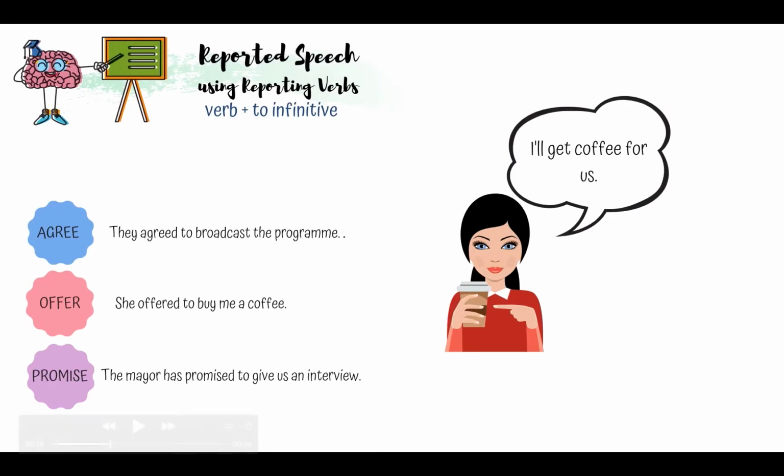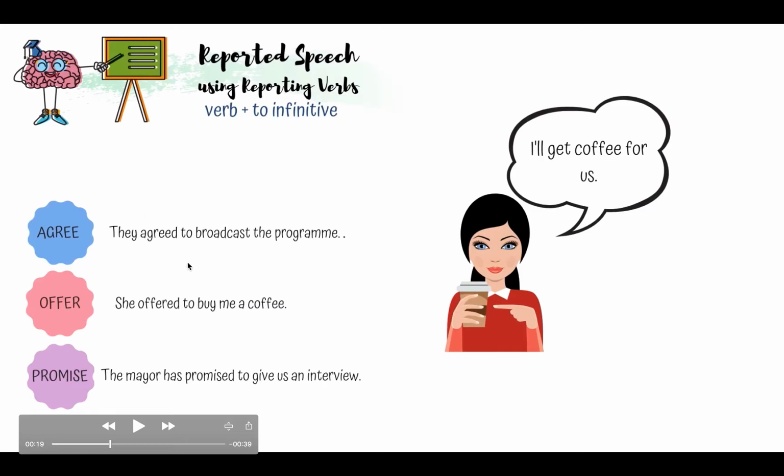Okay, so reporting verbs using the verb plus the to infinitive. Have a look at this lovely lady. "I'll get coffee for us." This is direct speech, she said it herself. And there is always a function to what is being said. This is functional language, which is basically offering. We'll go back to that in a moment.